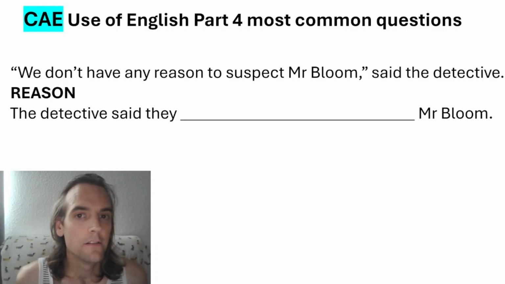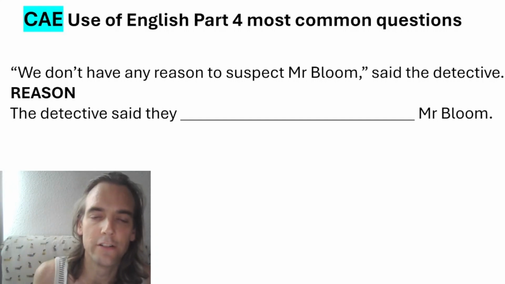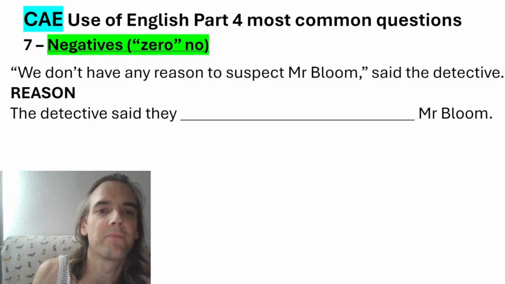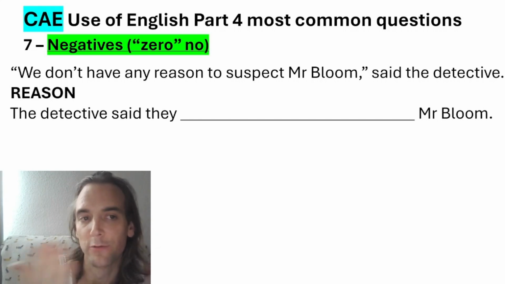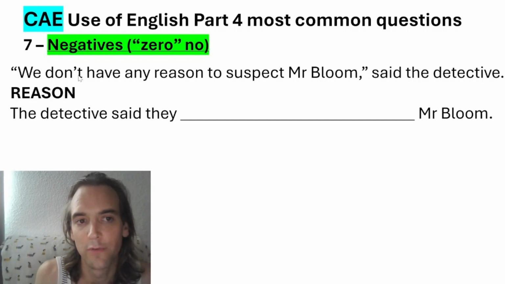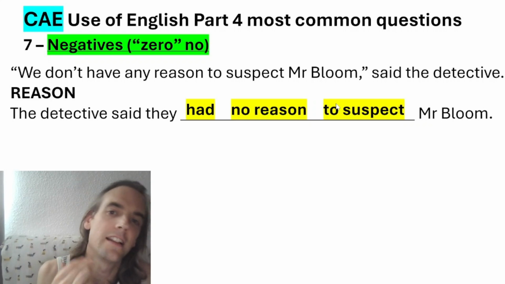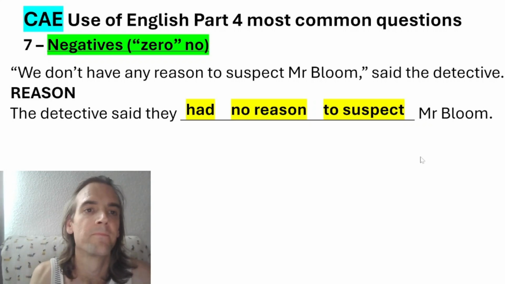It is also some reported speech, so be careful. Here is the answer after you have done it yourself. So it is negatives. I'm already giving you the answer. We don't have any reason. He said they. This is present tense. We need past simple. They had no reason because they didn't have any reason. And then to suspect stays the same. We just borrow that from the first sentence.